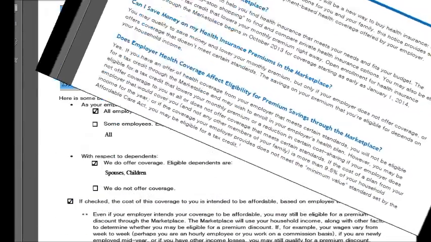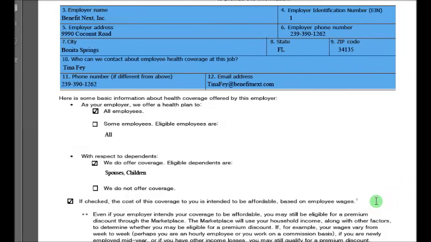Let's take a look at page 2 now. The top section of the form, illustrated in blue, provides basic information about the employer group, in addition to who the primary contact is for health benefits, their telephone number, and email address. The next section indicates who the employer offers coverage to, be it all employees or just some employees. If only certain employees are eligible for coverage, the eligibility rules will be indicated here as well.